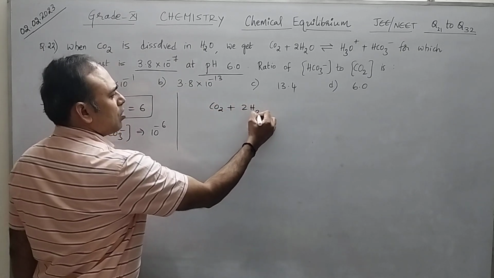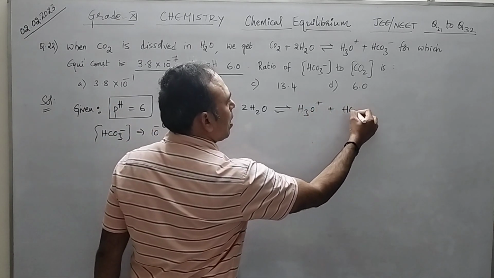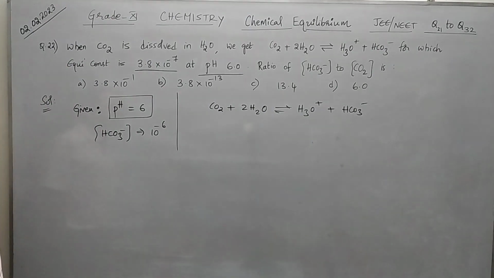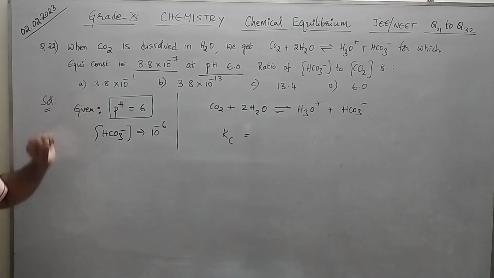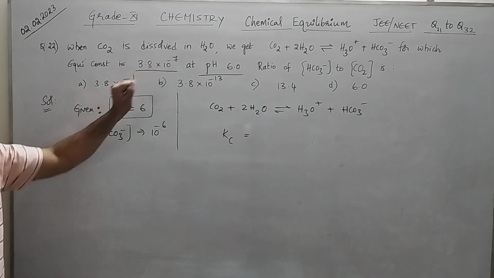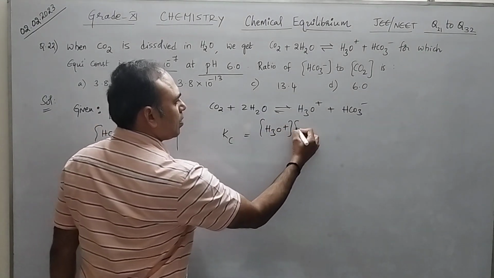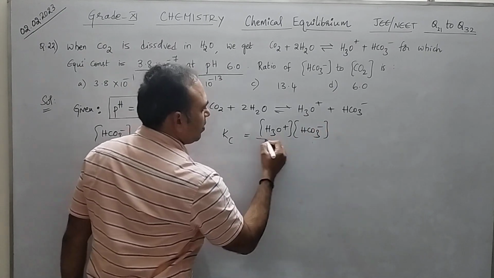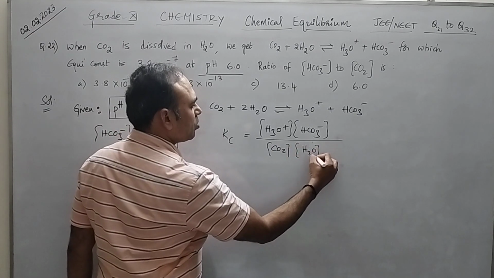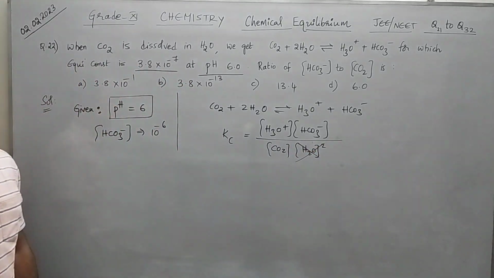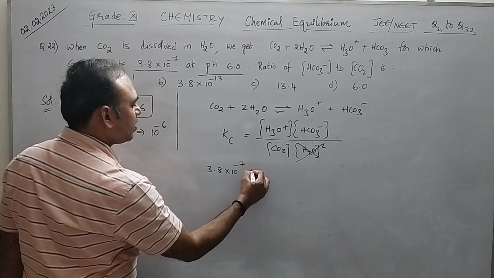Now, what is the equation? CO2 plus 2H2O gives hydronium ion and bicarbonate ion. For this, let us write the equilibrium constant Kc. They are asking to find out the equilibrium constant here, which is given as 3.8 into 10 power minus 7. So the concentration of products divided by the concentration of reactants, CO2 concentration into H2O square, because it's liquid, you can ignore the concentration. What is Kc now? 3.8 into 10 to the power of minus 7.